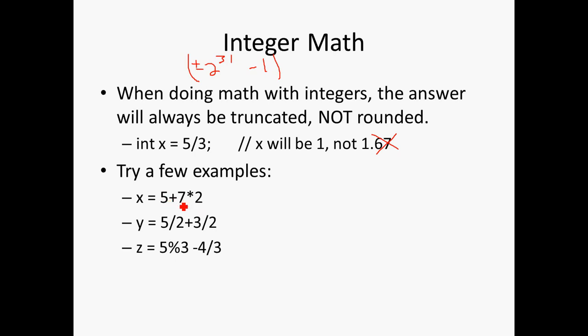So 7 times 2 will be 14, plus 5. That'll make this whole thing 19. 5 halves will evaluate to 2, and then this will evaluate to 1. So then we'll get 3 here. 5 mod 3. So this would be the remainder of when you divide 5 divided by 3. That's going to end up being 2, minus 4 divided by 3. Well, that'll just be 1. And then the whole thing will equal 1. Now up here on y, notice how if you just added these straight up, this would actually turn out to be 4. But with integers, you always have to truncate as soon as you do the operation.